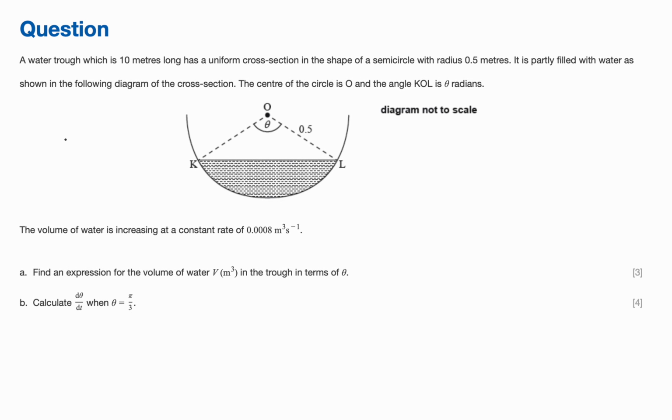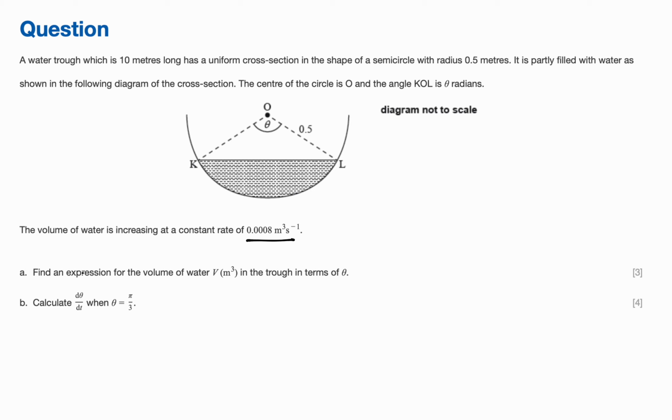The question. A water trough which is 10 meters long has a uniform cross section in the shape of a semicircle with a radius of 0.5 meters. It is partly filled with water as shown in the following diagram of the cross section. The center of the circle is O and the angle KOL is theta radians. They've given us that the volume of water is increasing at a constant rate of 0.0008 meter cubed per second.